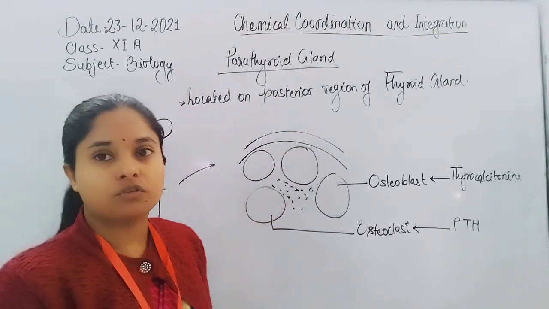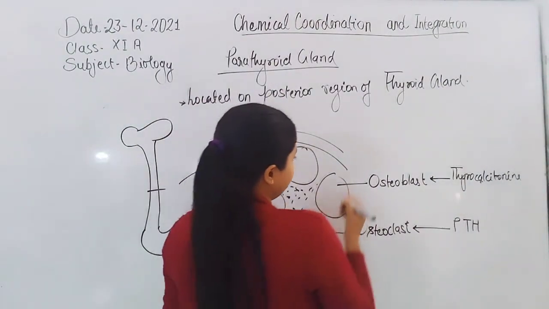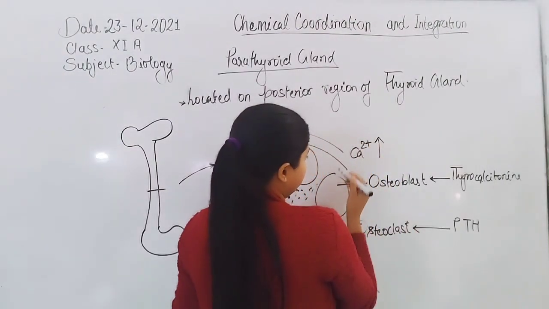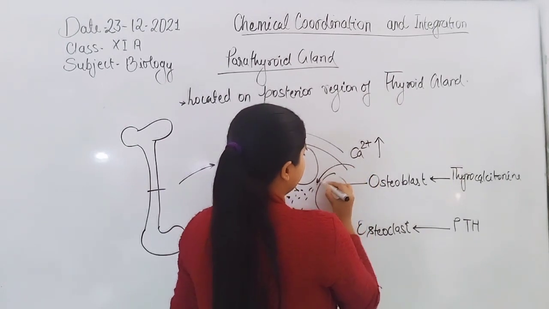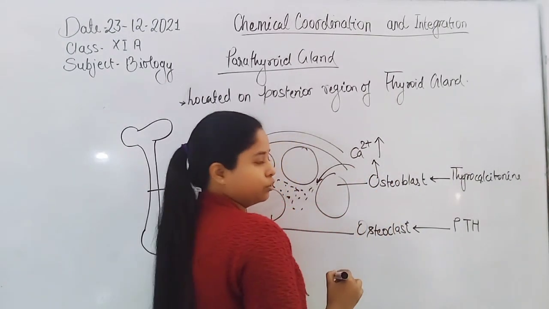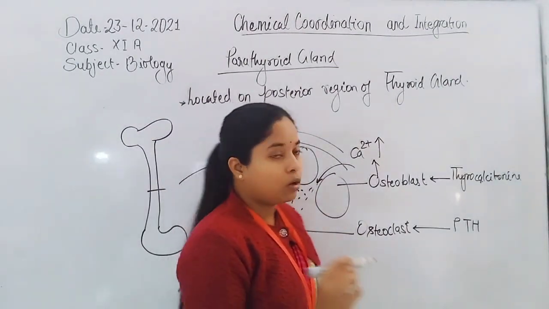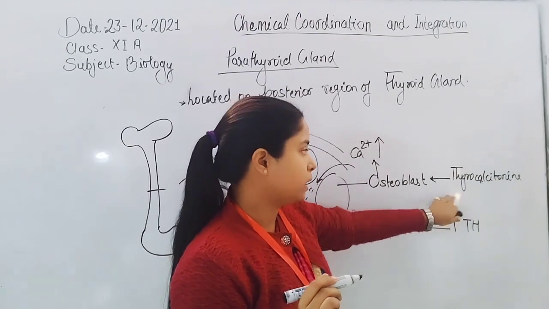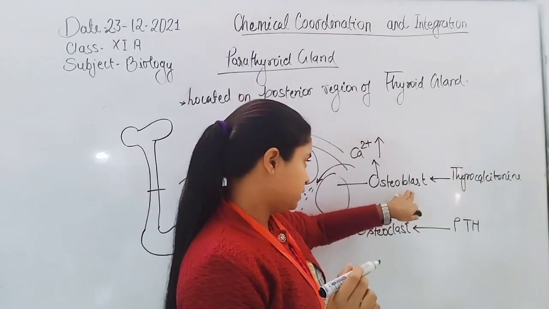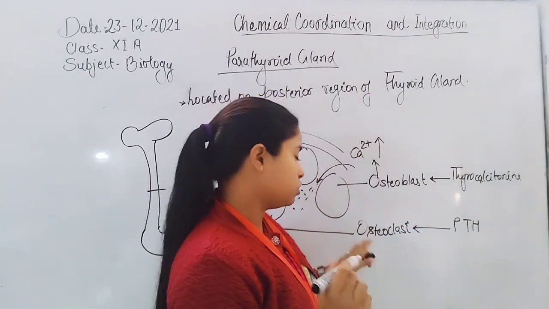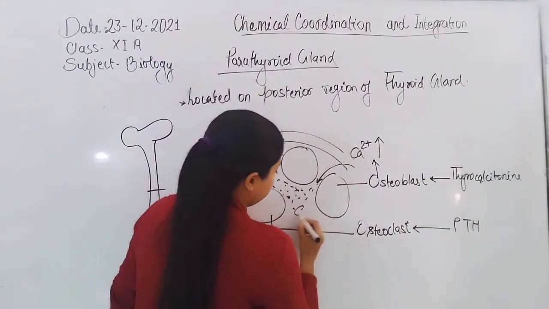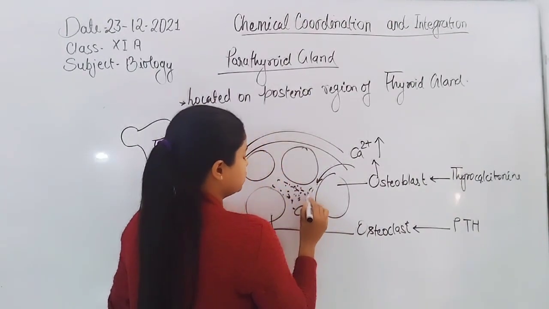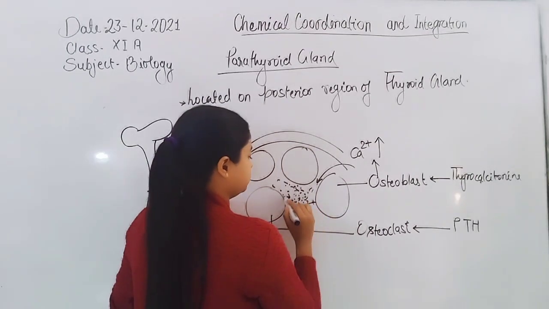Thyrocalcitonin acts on osteoblast. So whenever the blood calcium level rises, the extra blood calcium is deposited into the bone matrix by the osteoblast cell. How are the signals transferred? By the thyrocalcitonin, which guides the osteoblast cell for the deposition of calcium ion into the bone matrix. So calcium ion gets deposited into the bone matrix, and the bone becomes strong and tough in nature.